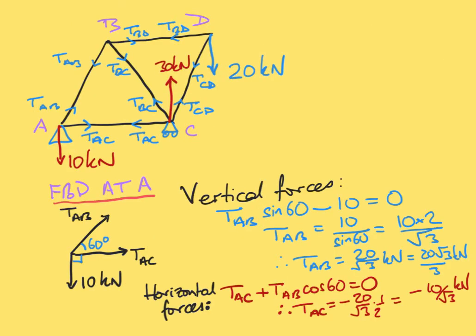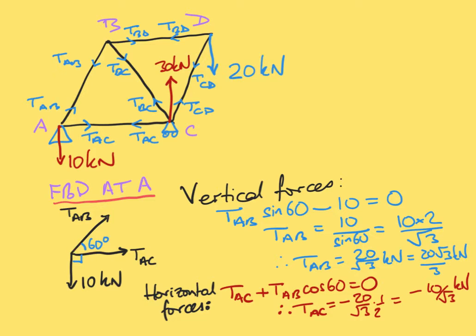So, the free body diagram at A, we have the reaction downwards, we have the tension here TAB. I'm assuming that all of the members are in tension, so I'm just drawing them this way.